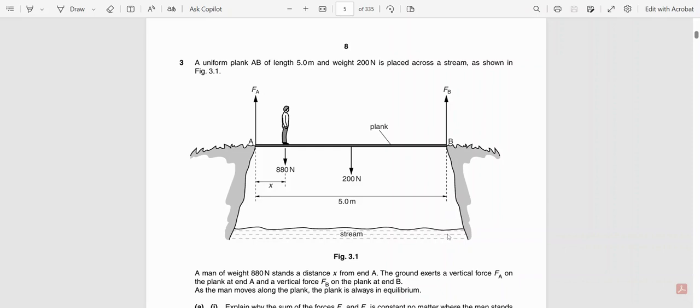Good evening, students. Today we are going to solve this AS level past paper physics question.